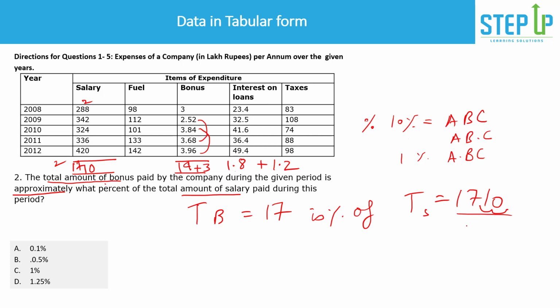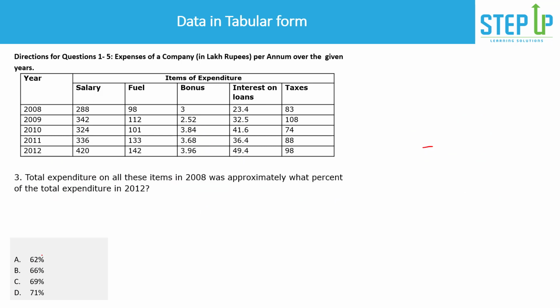That means approximately 17.1. And look at the options, they are far away, and he's saying approximately. So obviously this is so easy. The answer is 1%. So done. We'll move to the next question.